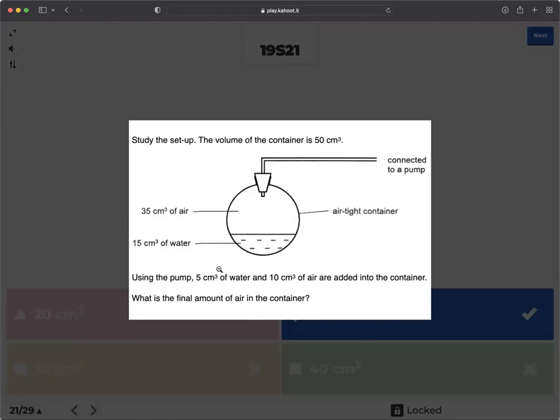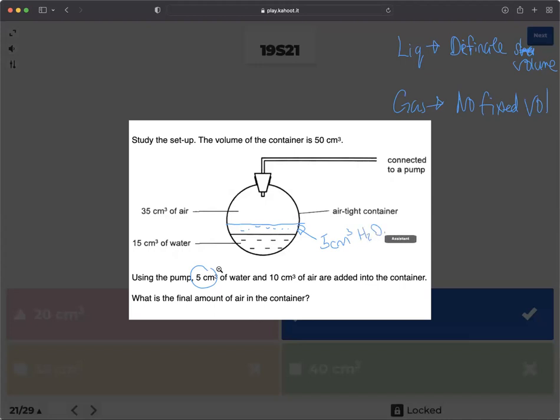Okay, so first of all, you need to know a few things. Liquid has a definite shape. Definite volume. Whereas for gas, it has no fixed volume. So when you add 5 cm cube water inside, you have another 5 cm cube of water. So the question is, how much air would there be inside? Yes, you pump in more air, but air can be compressed. Okay, air can be compressed.